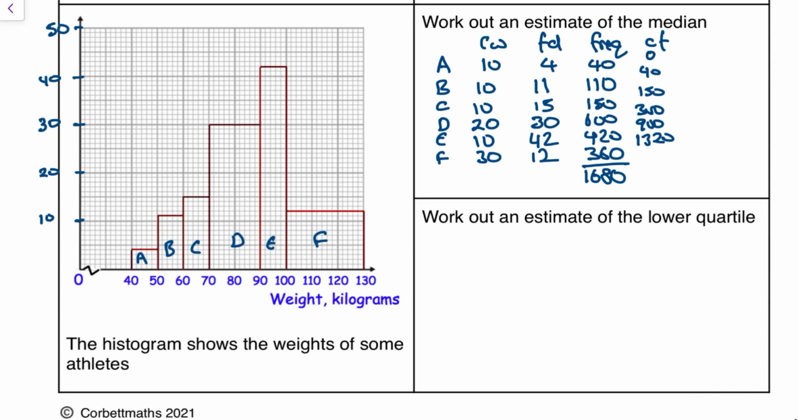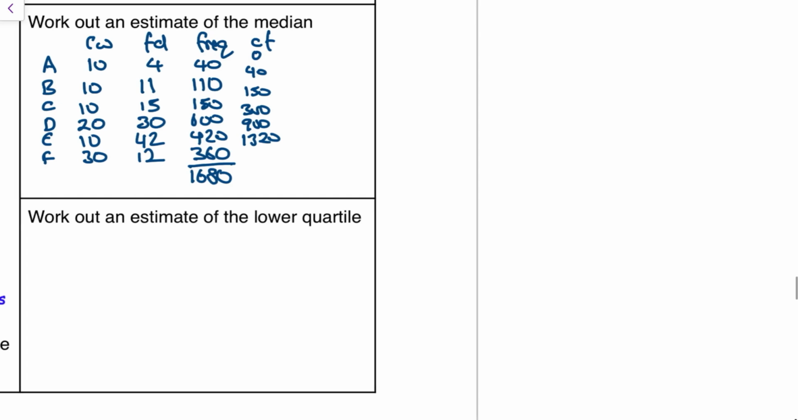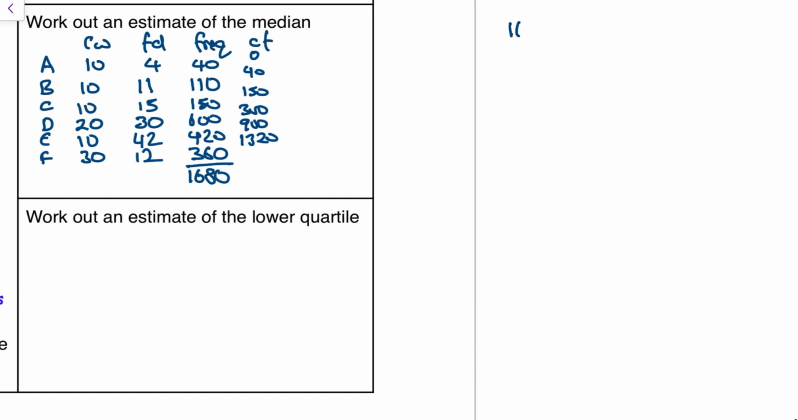So the median person, in fact, what I'm going to do, because I don't really need the chart anymore, do I? So the median person is going to be 1680 divided by 2, which is going to be the 840th person. And the 840th person is going to lie between 300 and 900. In other words, they're going to be in here because that starts at 300 and ends at the 900th person. So what I want to do is work out the fraction the way through to get from the 300th person to the 840th person. So that's going to be 840 minus 300 divided by the size of the class itself, which is 600, times by the length of the class, which is 20.